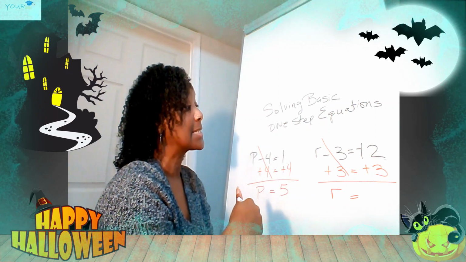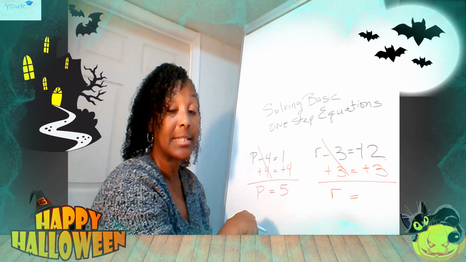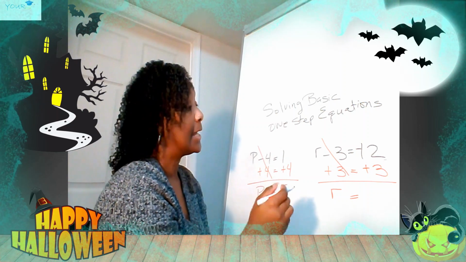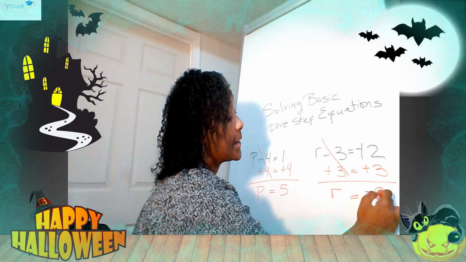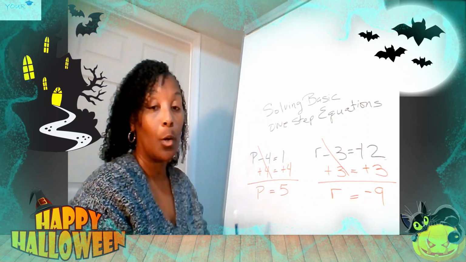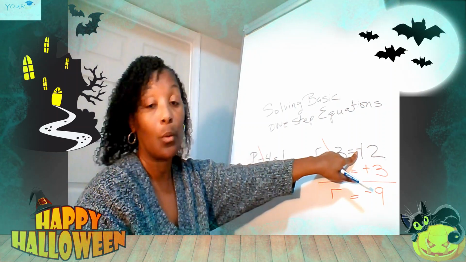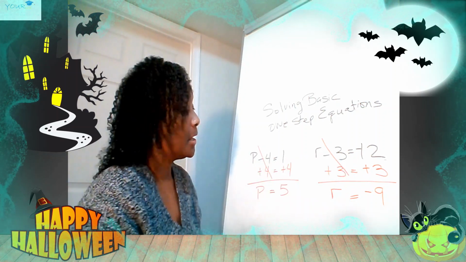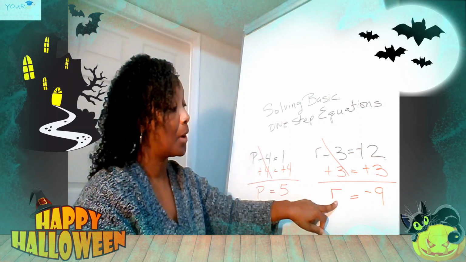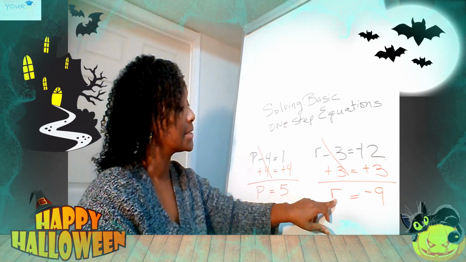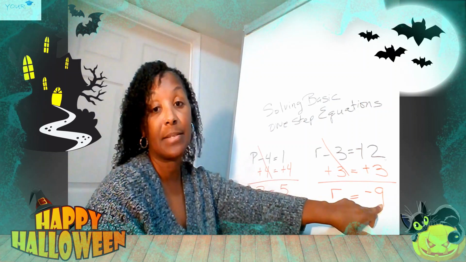Now we need to ask ourselves, is it a positive 9 or a negative 9? And in this case, it's a negative 9, and the reason why is because we have a negative 12, which is the greater number. So our answer for this equation is r equals negative 9.